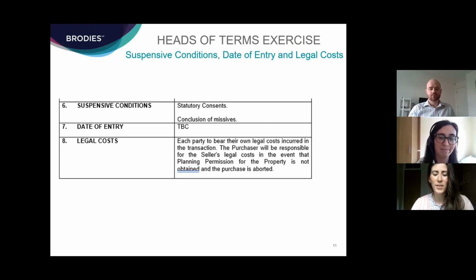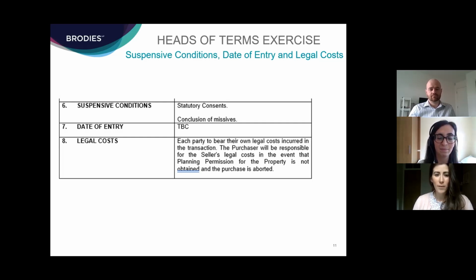So moving on now to suspensive conditions. To quickly explain, these are conditions which suspend performance of the contract. So the parties can conclude the contract, meaning they will be bound by its terms, but performance will be conditional on certain actions required by the heads of terms, such as statutory consents in this instance. Once these are obtained, the conditions of the contract are satisfied, and the parties can go ahead and purify, at which point they will be obliged to carry out their obligations.